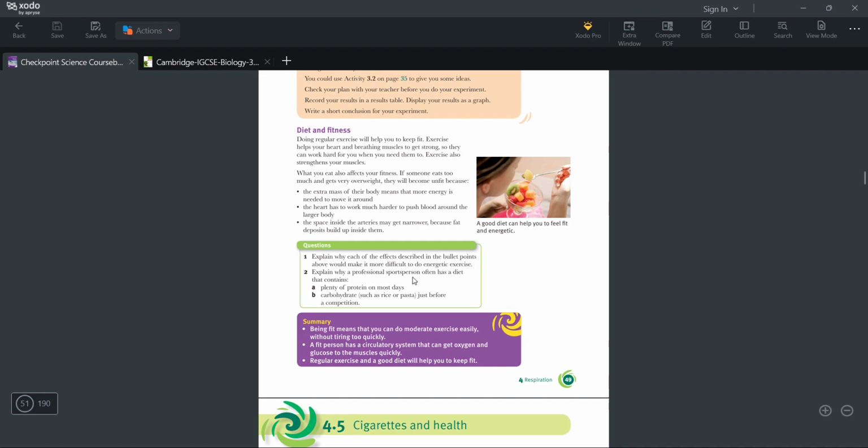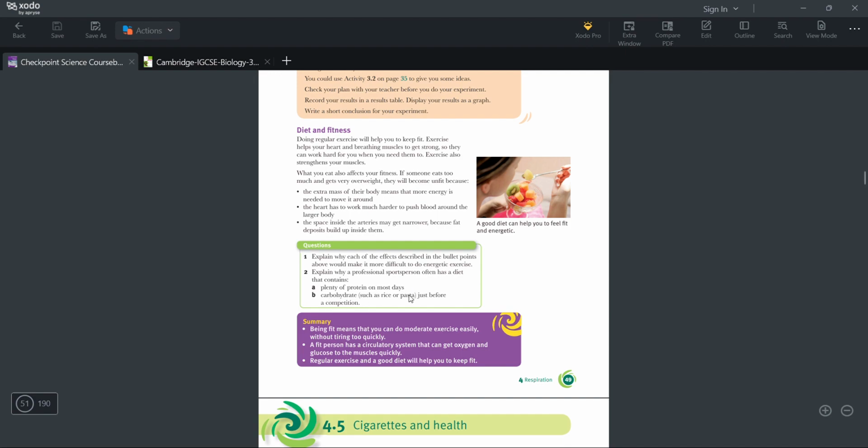Explain why a professional sports person often has a diet that contains certain foods. Now, this one as well, answer the whole question. Don't just do one overarching answer. First one is, why does an athlete's diet contain protein? Proteins are there to repair and build new cells in the body. So to repair any kind of damage that might have happened from the previous day's workouts, and help to build muscle for the next day.